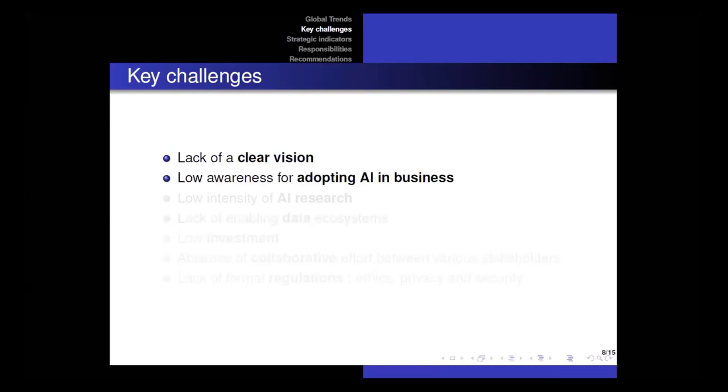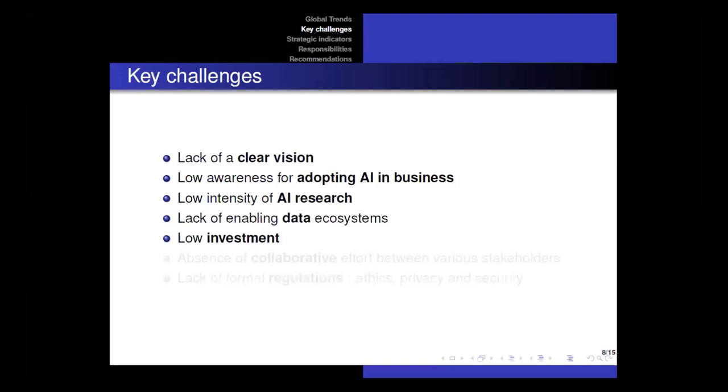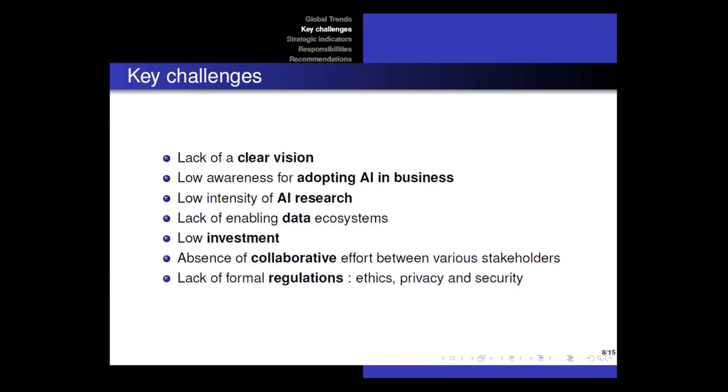There is also a low awareness for adopting AI in business. So here, each enterprise should introduce AI in their business model. There is a low intensity of AI research, lack of enabling data ecosystems, low investment, and also a weak collaboration between various stakeholders. And finally, lack of formal regulations, including ethics, privacy, and security.